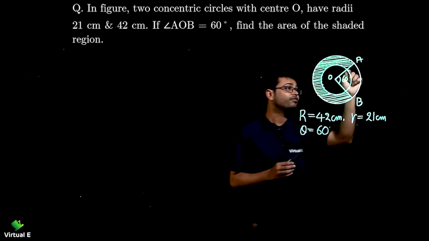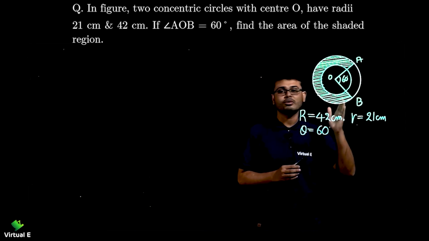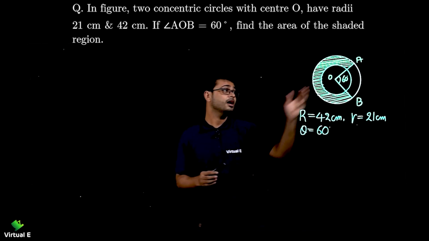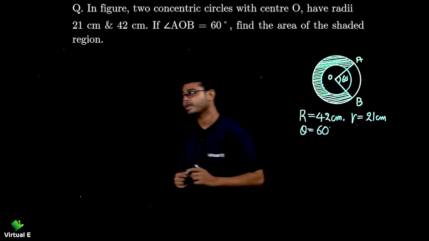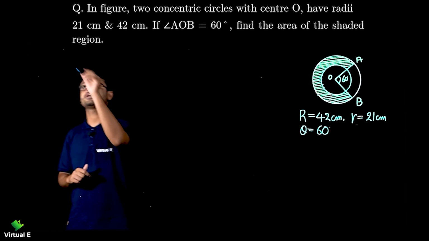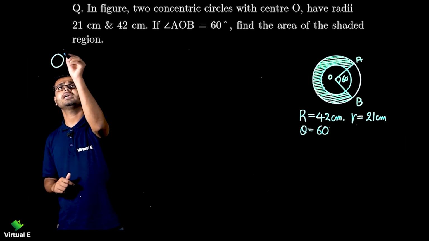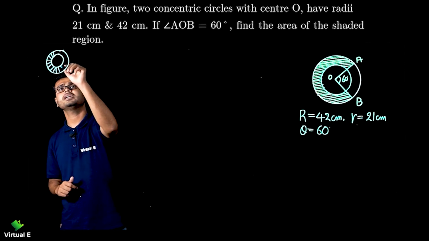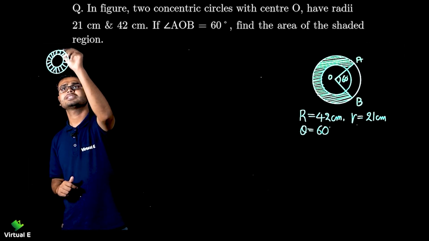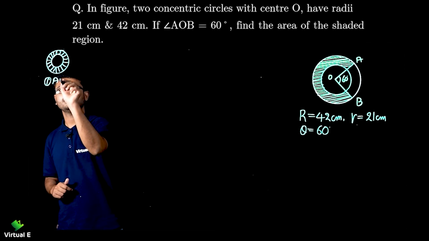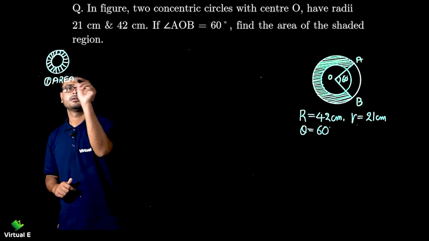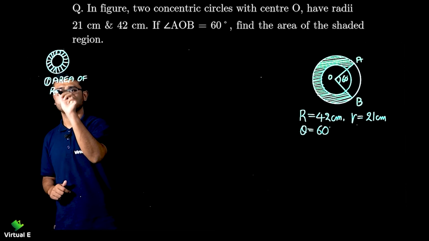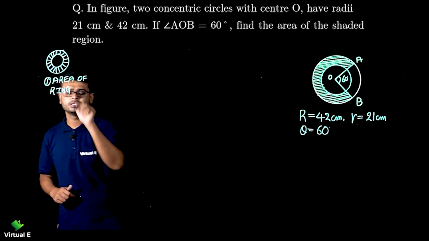If we need to find the area of this shaded region, we know how to find it, right? But how to find this one? So I give you an idea. First of all, what are we going to do? We are going to find the area of the ring, first of all, right? We need to find the area of the ring. That's the first step. Area of ring. This is what we are going to do, right?